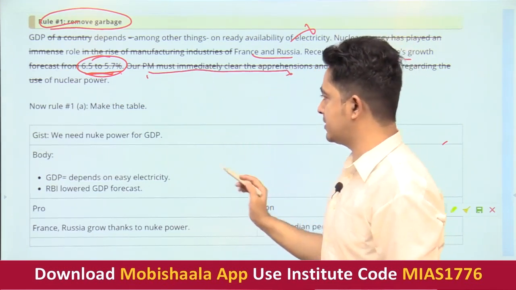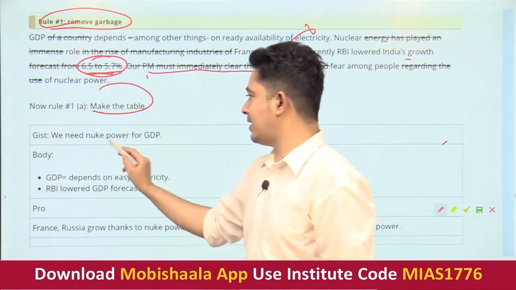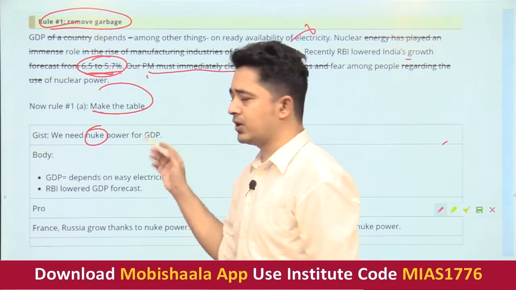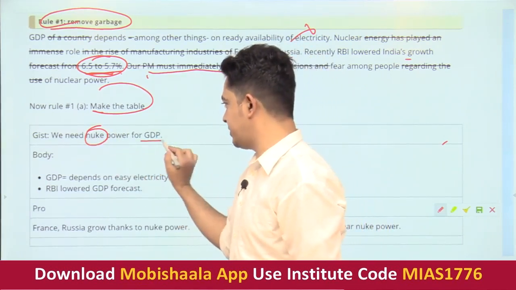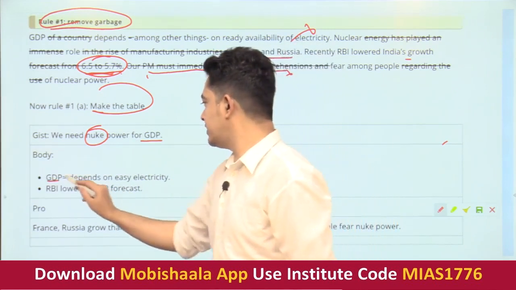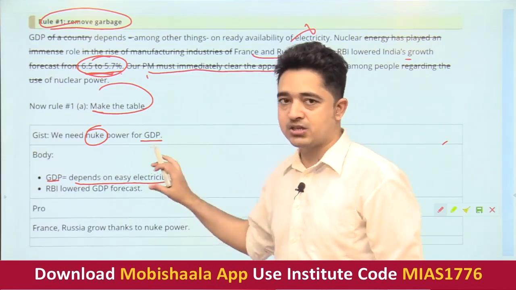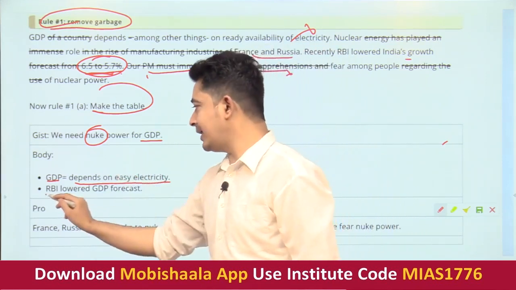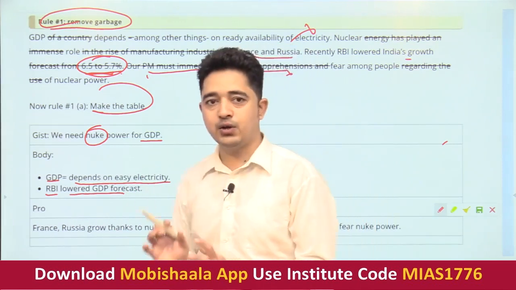Now rule first, make the table, which we have done earlier. We need nuclear power. I have just used the short form. You can do it in your exam to save your time. We need nuclear power for GDP. Body is here. GDP depends on easy electricity. What is the main passage talking about in the body portion? And then RBI lowered GDP forecast. This is what exactly you require.